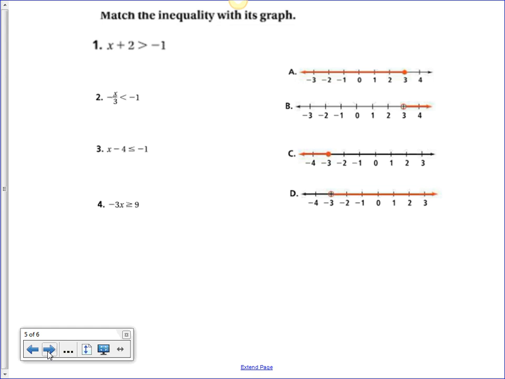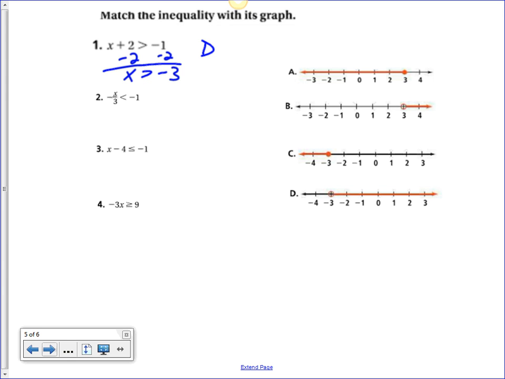Okay, you should have paused the video and did that. So on the first one, we should subtract 2 from both sides, and you should get x is greater than a negative 3. So which one shows that x is greater than a negative 3? Well, since there's no equal to, I know it's an open circle, so it's either B or D. And since it's a negative 3, I'd have to go with letter D.